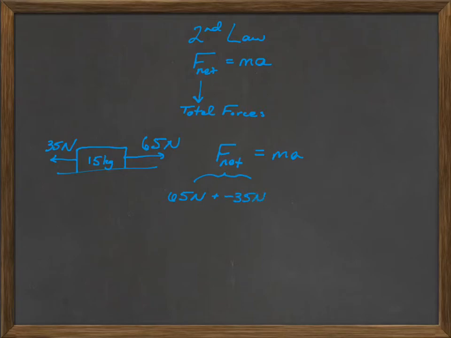I'm adding the plus sign because, again, net force is total. I add these things up, but if they're in the negative direction, I have to include the negative sign on that number. The mass itself was 15 kilograms. To solve for the acceleration, we simply work out the left side. 65 minus 35 would be 30 newtons, equals 15 kilograms times the acceleration. Divide over the 15, and the acceleration would be 2 meters per second squared.